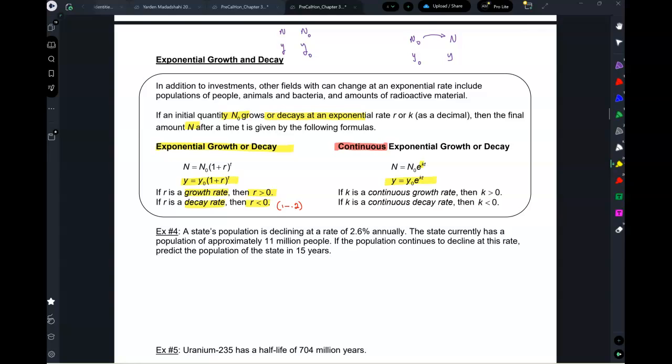Okay. So K, if K is continuous growth, then it's positive. If K is continuous decay, then it's negative.